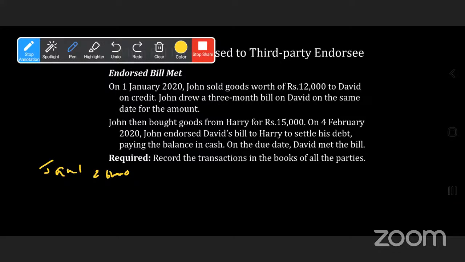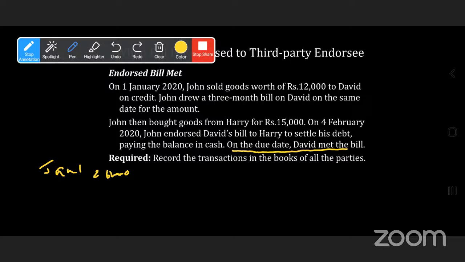Now, acceptance given for 3 months. Being acceptance given for 3 months. Now, on the due date, David met the bill. It's the last point. On the due date, David met the bill. So what is the entry you have to write? Bills payable account debtor.